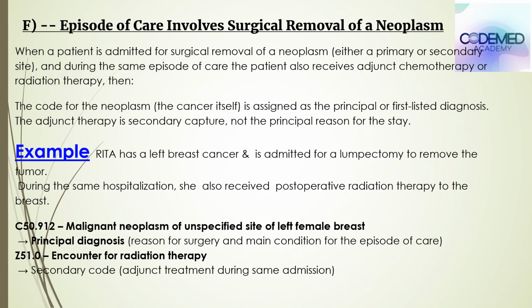So, for example, Rita has breast cancer and is admitted for a lumpectomy to remove the tumor. During the same hospitalization, she also received post-operative radiation therapy to the breast. So in that case, the primary code is C50.912, malignant neoplasm of unspecified site of left female breast. And that will be your principal diagnosis, and Z51.0 is encounter for radiation therapy.